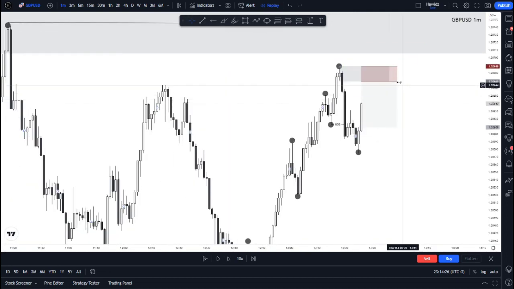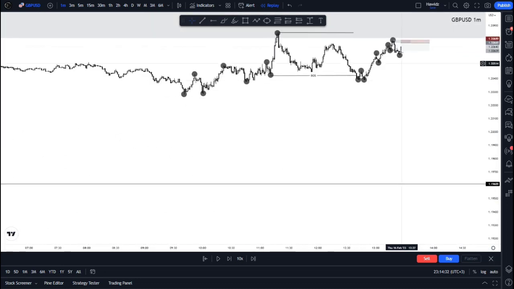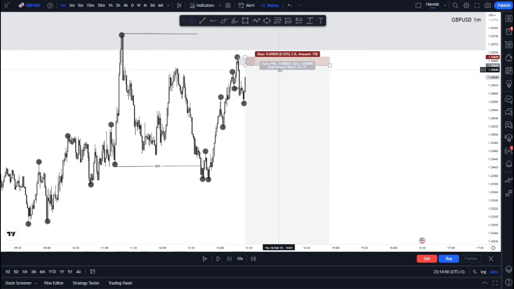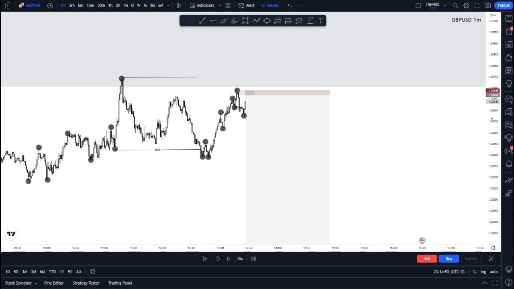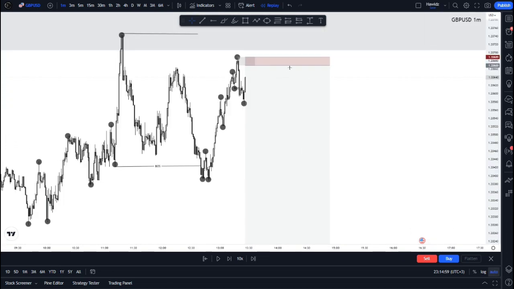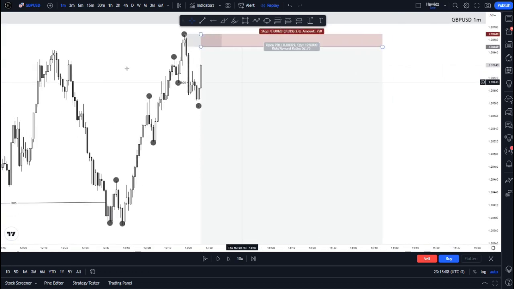And of course we are looking to target this low down here as our liquidity run. This overall low right here, that's our liquidity run. And from there we can just play out price. So we have a 2 pip stop loss with, what's this, 105 pip take profit target, to make it a 1 to 52 RR trade. So that's an insane RR, guys. Let's see what happens with this trade.